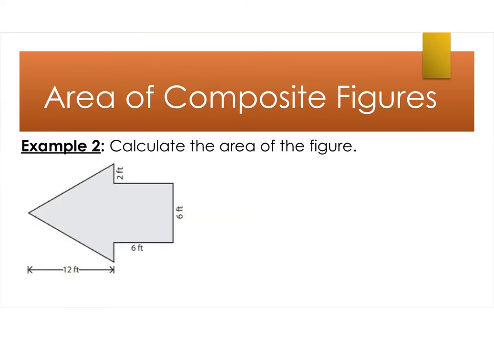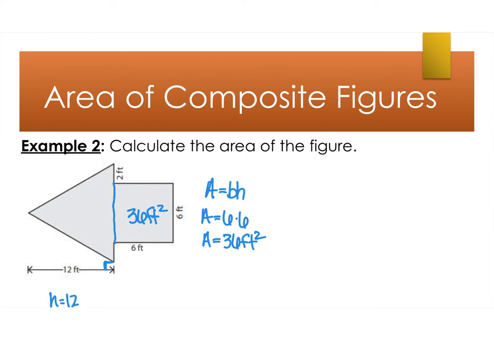So we're going to find the area of this one by cutting it apart. So I have a rectangle. So area for a rectangle is area equals base times height. This one is 6 by 6. So I'm just going to label that right there. And then I have a triangle, and I have the height because it makes a right angle here. So that's my altitude. So my height equals 12.